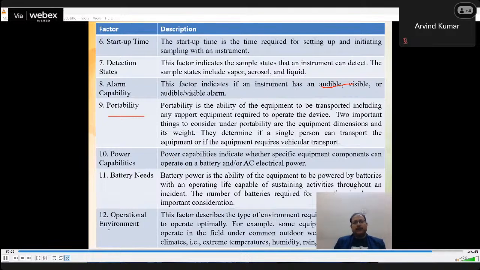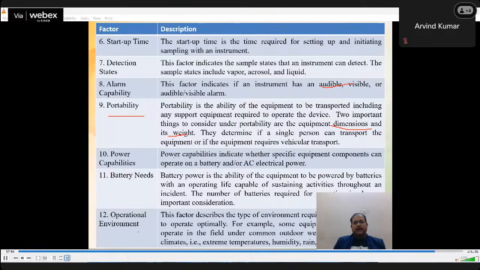Portability is the ability of equipment to be transported, including any support equipment required to operate the device. Two important things to consider under portability are the equipment dimensions and weight. It should be very compact, easily handled, and light, so it is easily carried up to the site. Else, you have to establish a system and mechanism, and only then can we have this equipment.